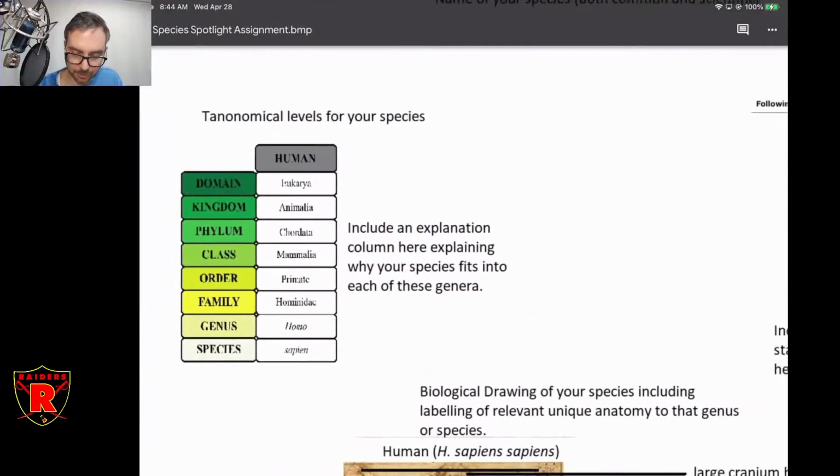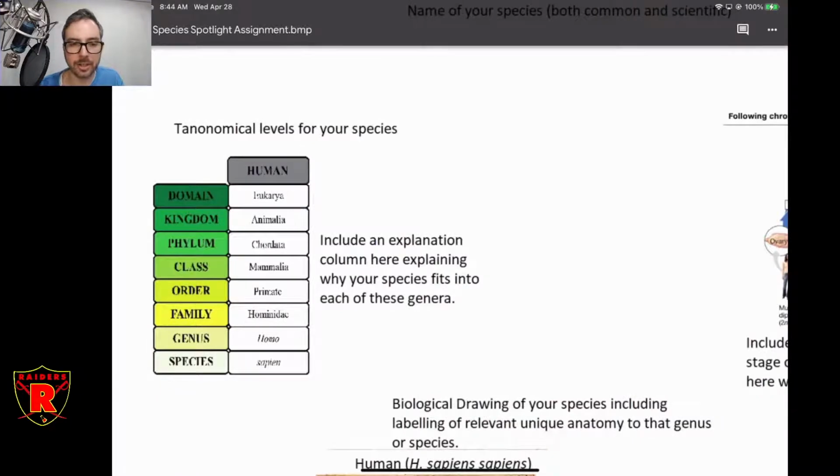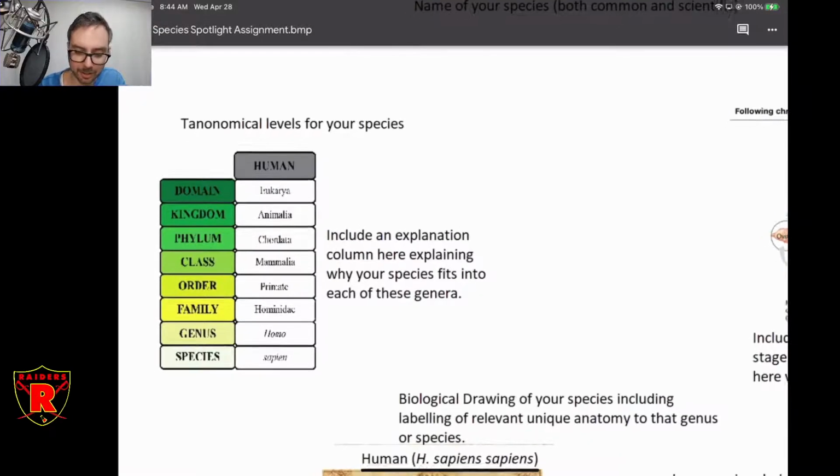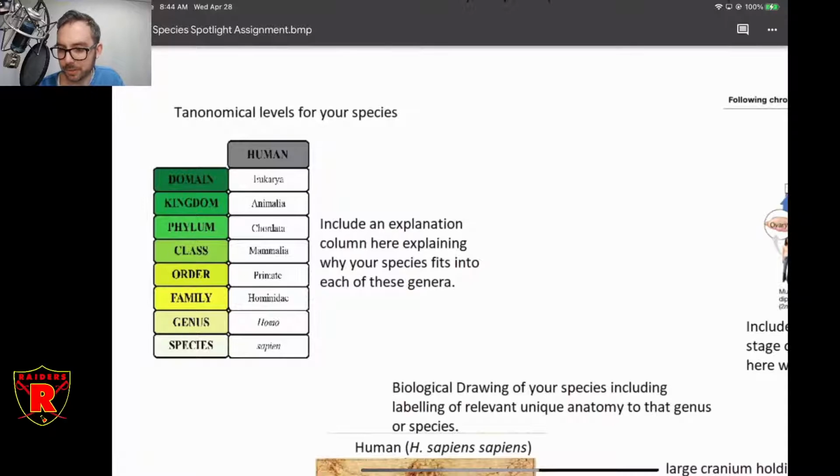So this isn't perfect, but essentially what you're doing is you're having one column that is domain, kingdom, phylum, class, order, family, genus, species. Then a column for your species. So which domain is it in? Which kingdom is it in? Which phylum is it in? Which class is it in? And then a third column, not shown here, okay? A third column on the right that is an explanation of why the species fits into any particular grouping.